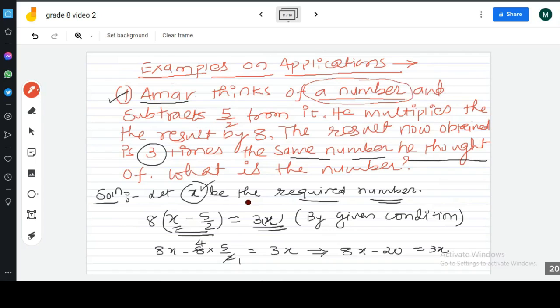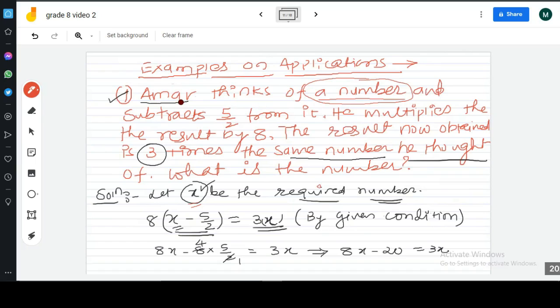So in such a case we consider, let x be... So we need a variable in the linear equation, right? In general we consider the variable as x, as we know from various examples. So let us consider, let x be the required number. So now apply the conditions given in the example.